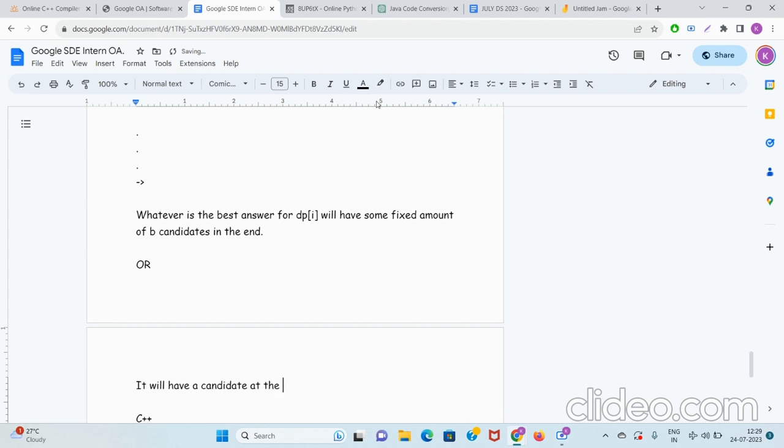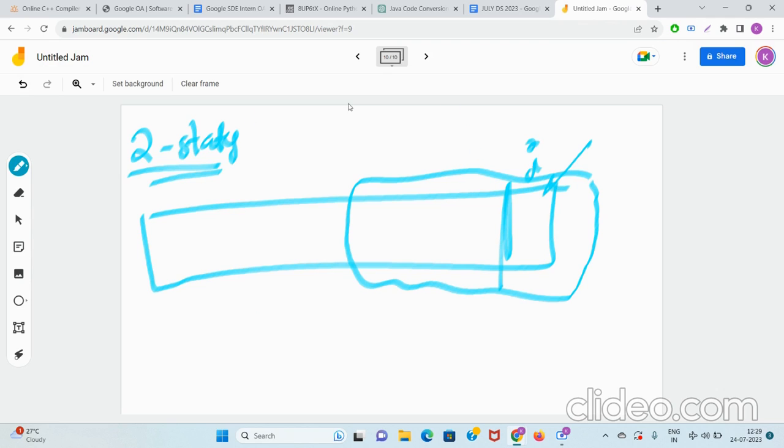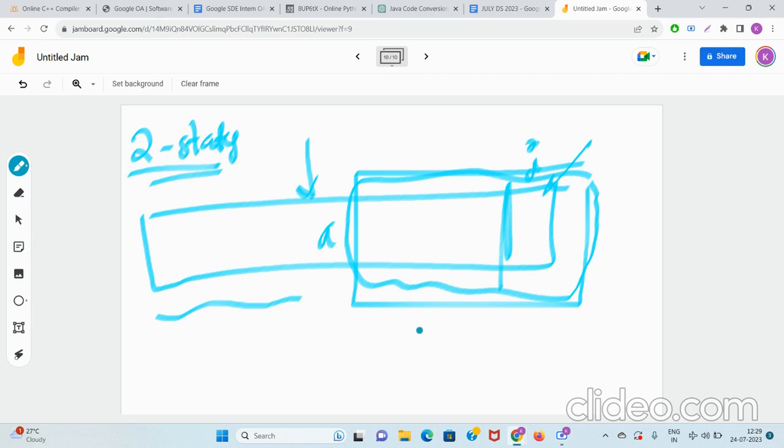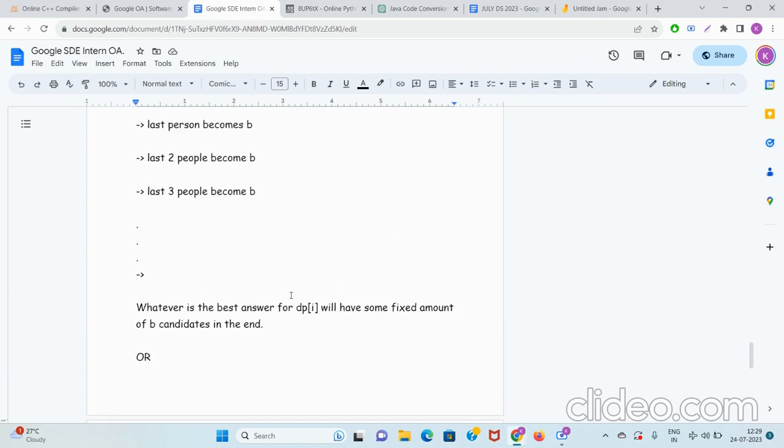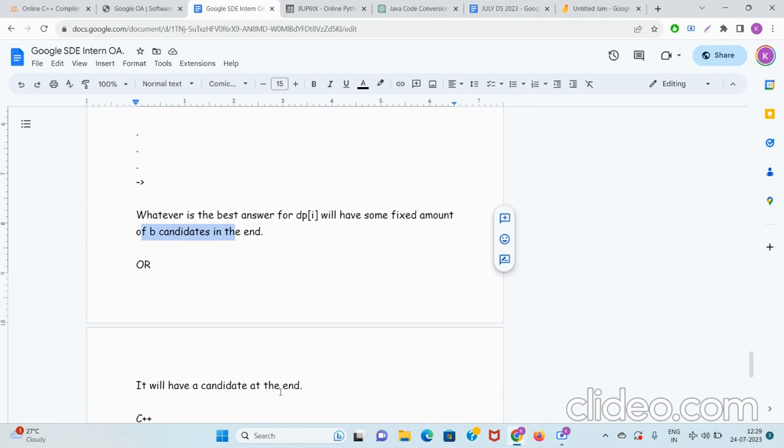Okay, guys, these are the only two possibilities. Either you choose the last guy as A of I, or some elements at the end are B, and then the rest of the stuff. Whenever you are trying to calculate the best answer for DP of I, meaning the best answer of the array from index 1 to I, there are only two possibilities. Either a few of the back elements are B, or the last element is A. That's it, guys.